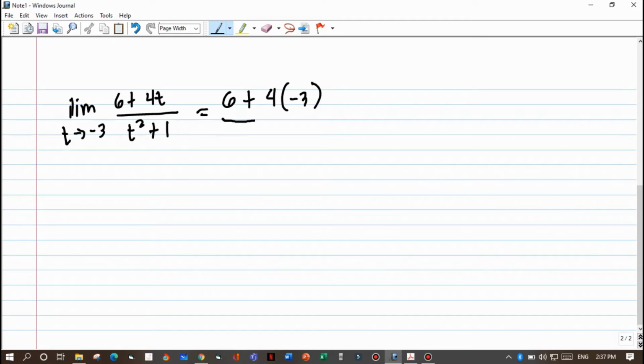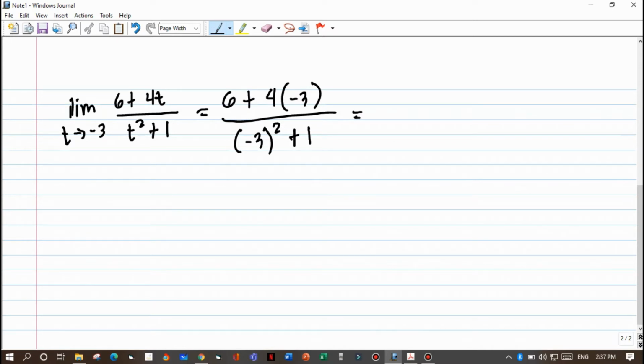Now let's move on to another problem, and let's try to solve for the limit of 6 plus 4t over t squared plus 1 as t approaches negative 3. So let's plug in negative 3 to the function. This gives us 6 plus 4 times negative 3 all over negative 3 squared plus 1.